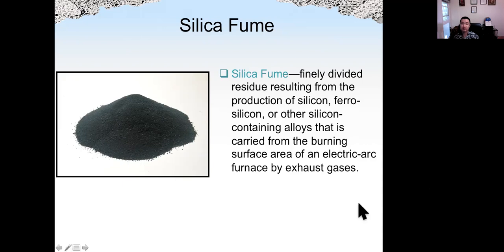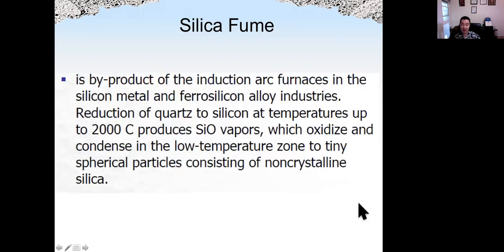Okay. And this is the byproduct of an induction arc furnace. Okay. And a reduction of quartz into silicon at very, very high temperature. Okay. And when the temperature cools down quickly, we have these tiny spherical particles consisting mostly of non-crystalline silica. Again, non-crystalline means it is very, very reactive.